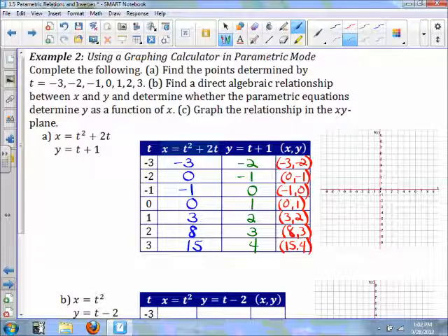Now to graph this again, really pretty simple. Negative 3, negative 2; 0, negative 1; negative 1, 0; 0, 1; 3, 2; 8, 3; and then 15, 4.